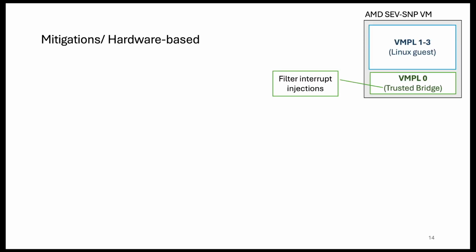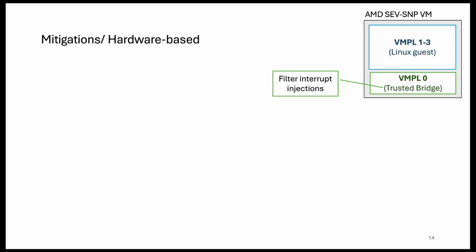But before we present hardware-based mitigations, let us quickly recap on VMPL privilege levels in SNP. So SNP VMs have, similar to rings on x86, different privilege levels. VMPL 0 being the most privileged and VMPL 3 the least privileged. Now, one potential deployment for these privilege levels is having a trusted bridge running in VMPL 0 and then your Linux kernel running in VMPL 1, 2, 3.